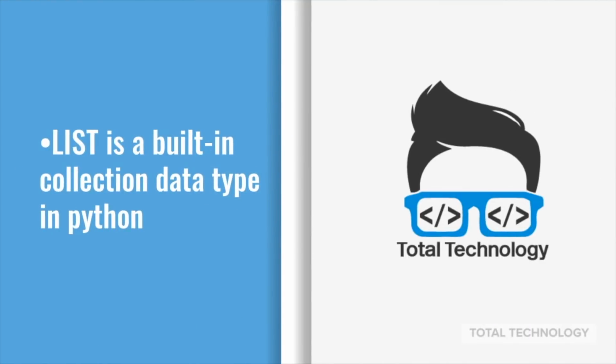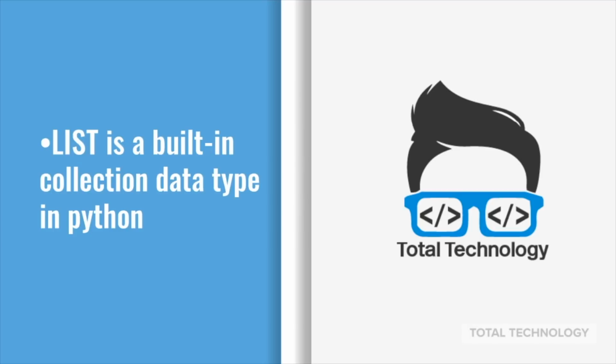So first thing first, what is list? List is actually a built-in data type from the Python language. What is a built-in data type? Built-in data type means it is available by default in Python. And if you go a bit deeper, list is a collection data type, a built-in collection data type available in Python.